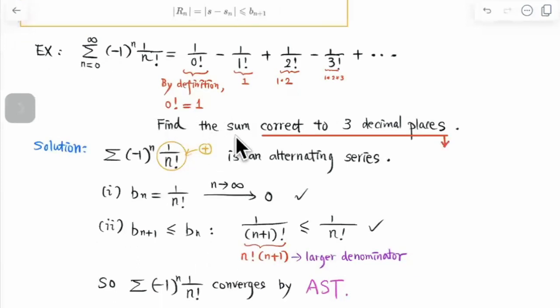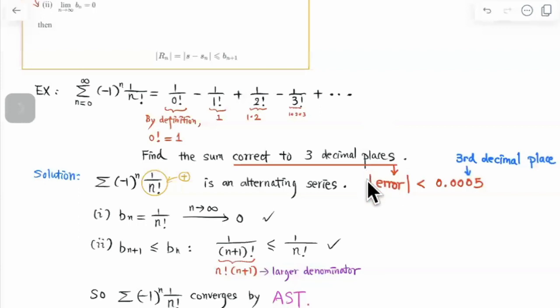Notice here it says find the sum correct to 3 decimal places. Now what does it mean? That means you want the absolute value of the error to be less than 0.0005. Notice that this is the third decimal place. If the error is less than this, you add or subtract a number less than this, it's not going to affect this third decimal place. So it's not going to change the digit here at the third decimal place.